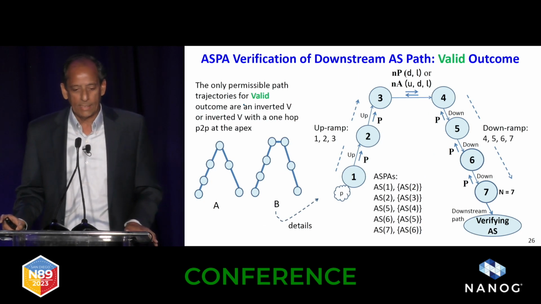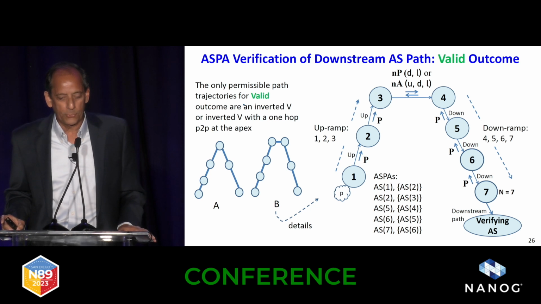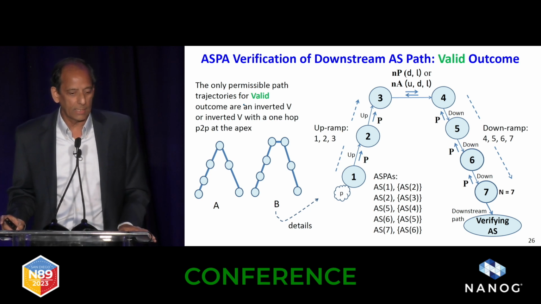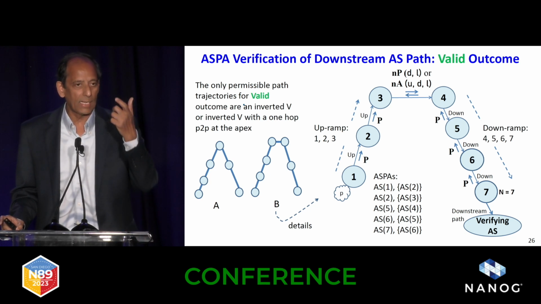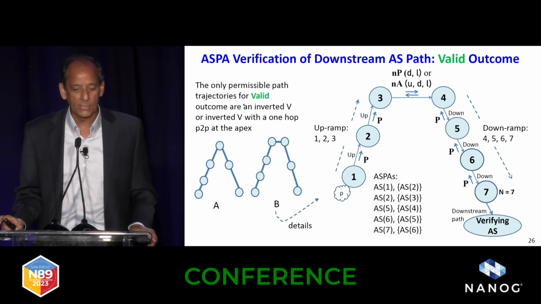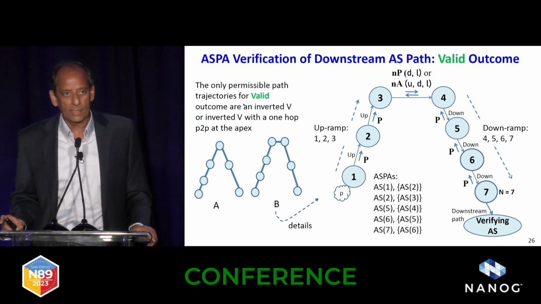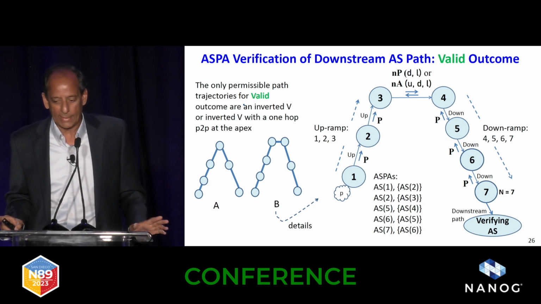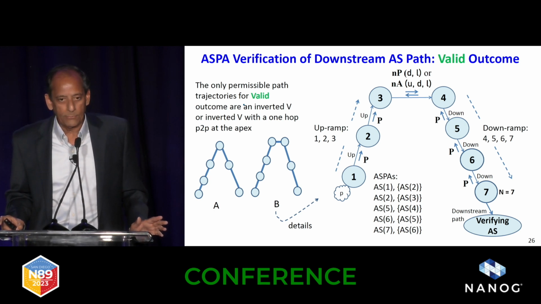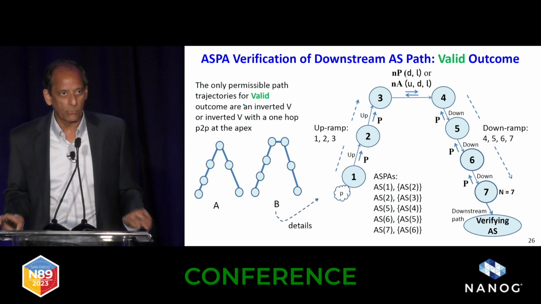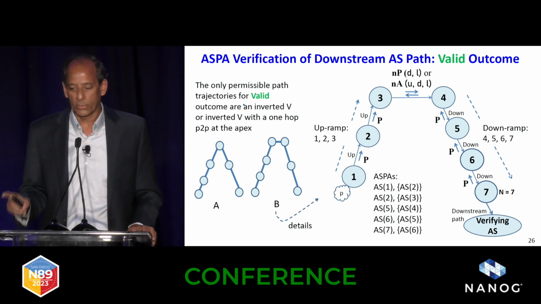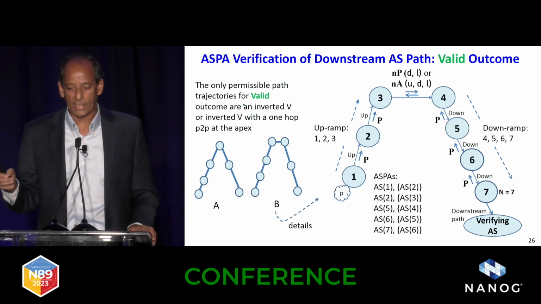For validity, as I've already said before, if you have a perfect inverted V, or if it is a V with one lateral hop at the apex, in those cases, the path validation outcome would be valid. And again, the algorithm is looking for an up ramp on the left, customer to provider, up, and it's looking for a down ramp on the right side, down, provider to customer.